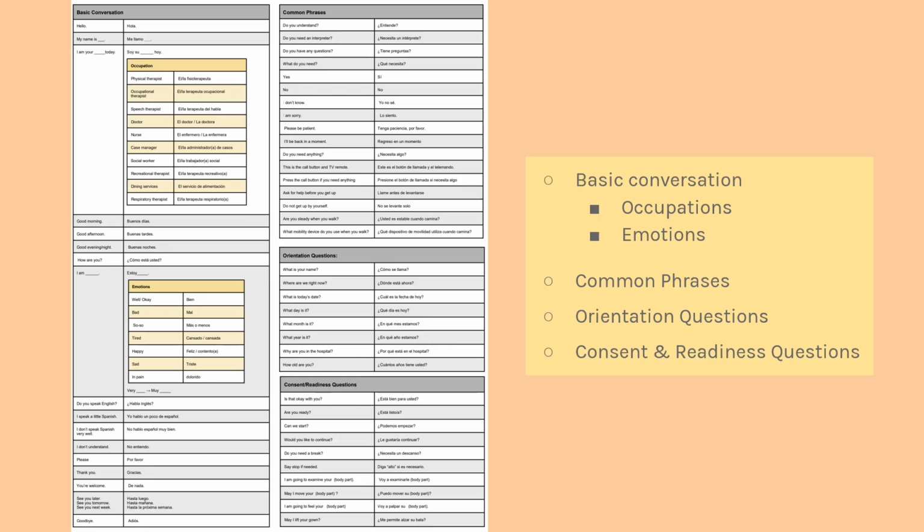Next, common phrases. These are statements, questions, and responses you'll hear or use a lot, both in general conversation and in physical therapy. This includes things like asking about their needs and mobility, knowing how to say yes/no responses, and other common statements that you may need to use.